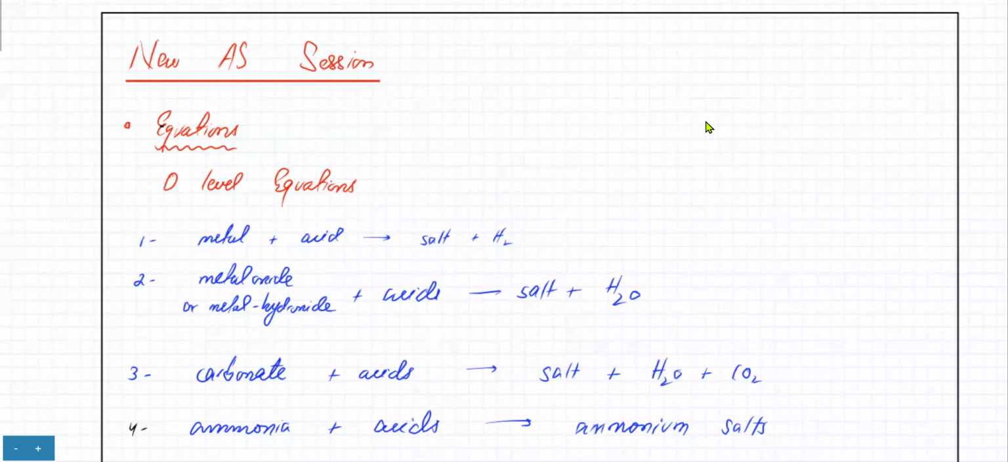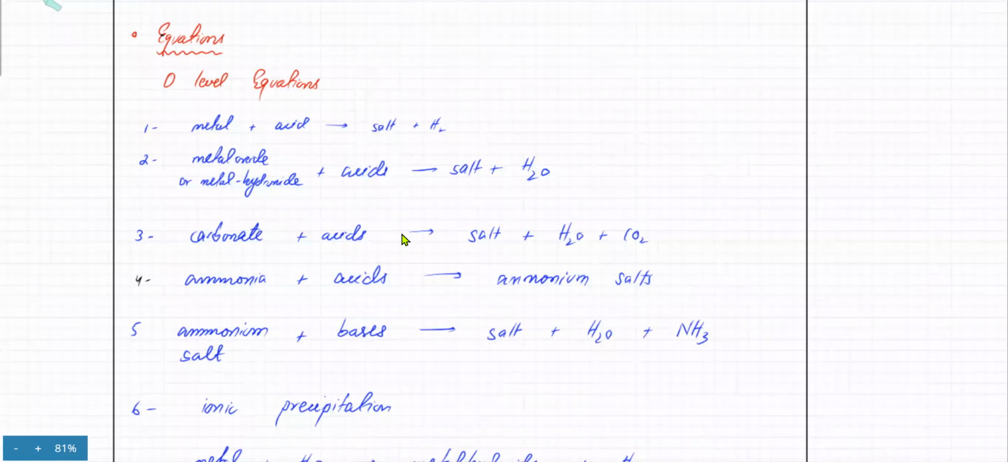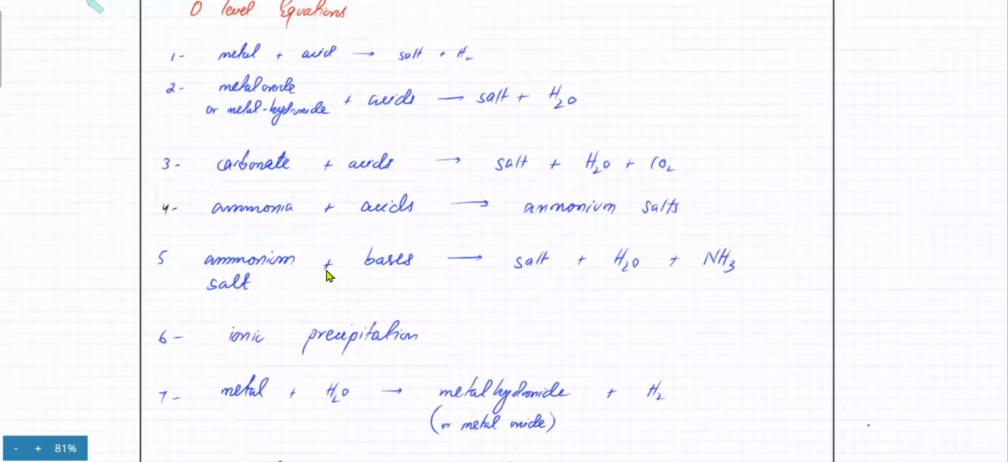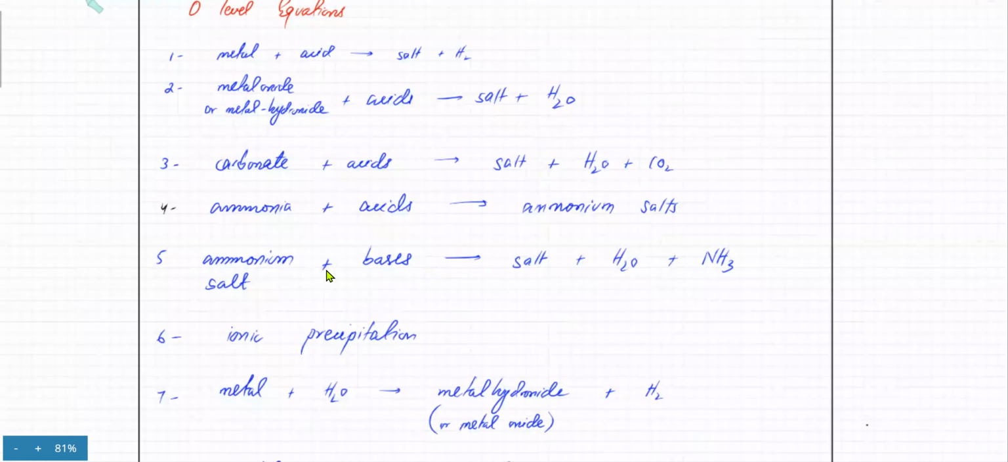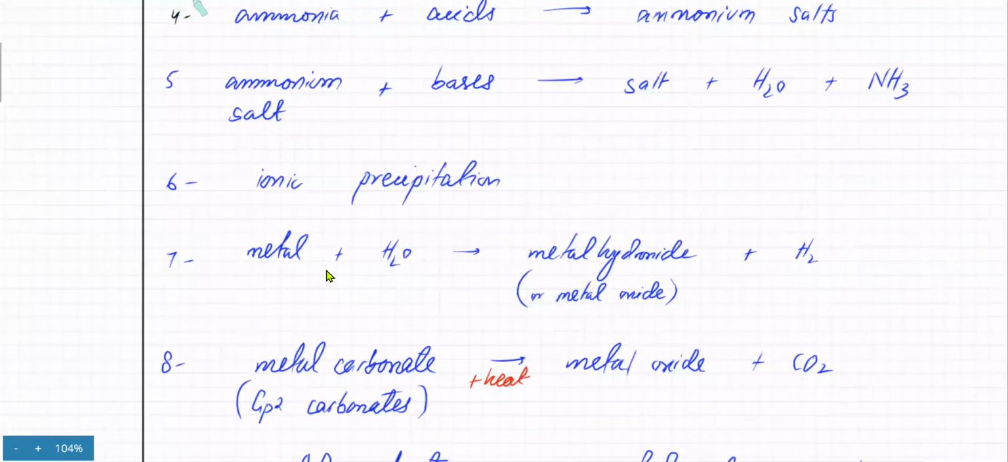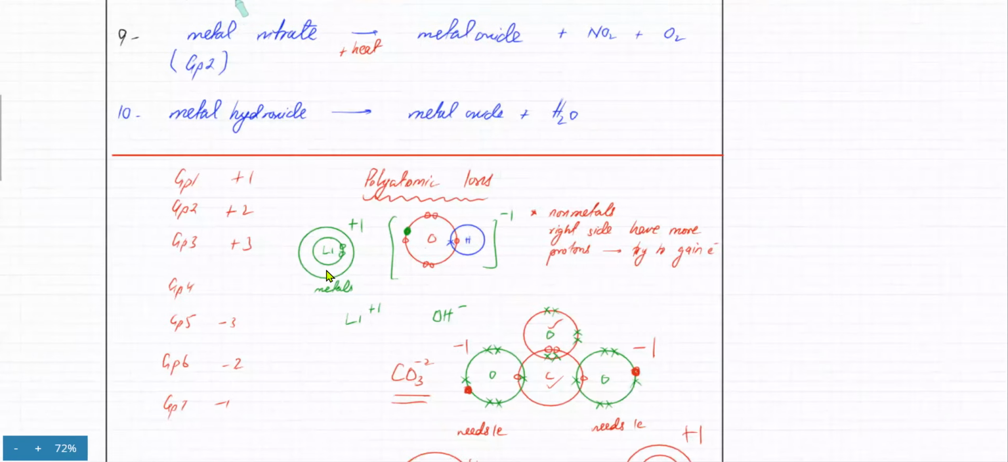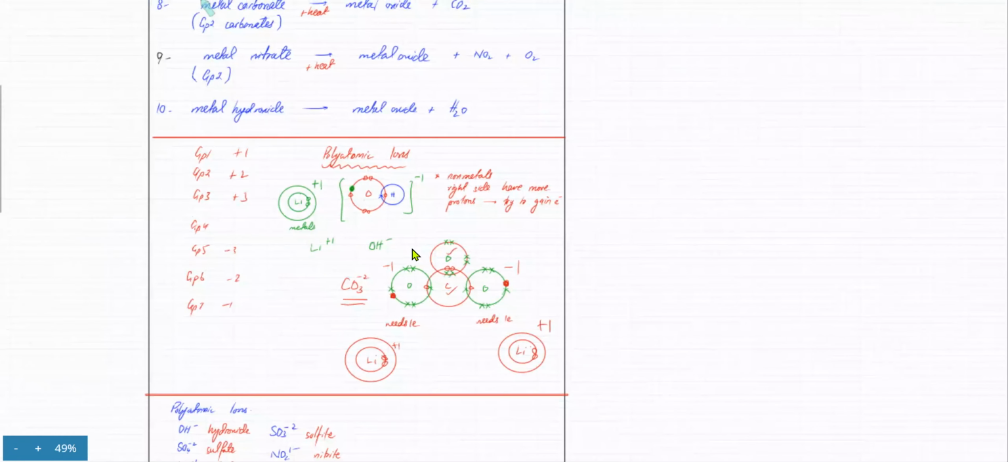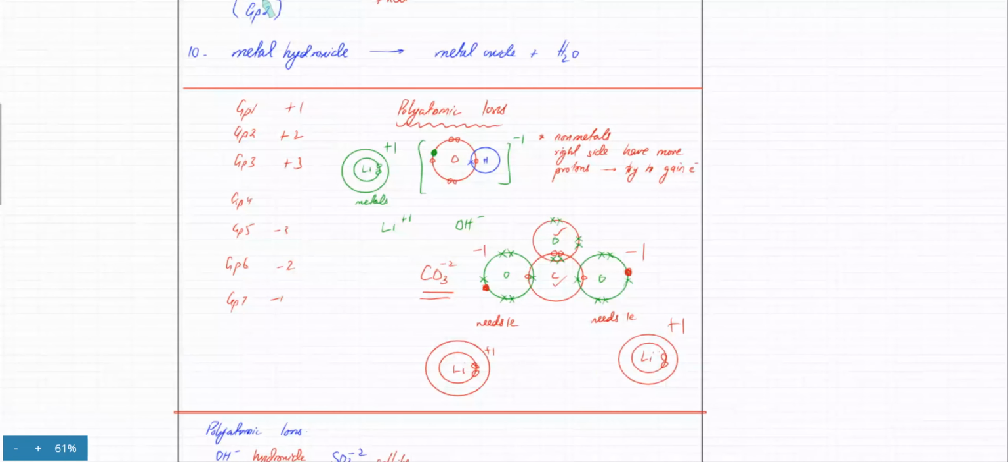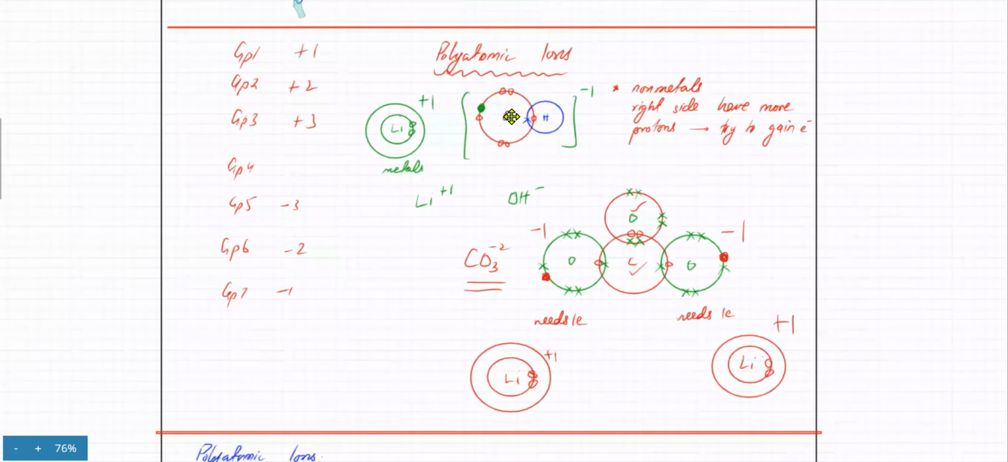Now, what we were doing was we did all these equations. We were discussing all the equations that you did in your O levels. ठीक है, and we made a list of these equations. Then we talked about polyatomic ions. We did a little bit of dot and cross diagrams. I showed you how a polyatomic ion is formed.